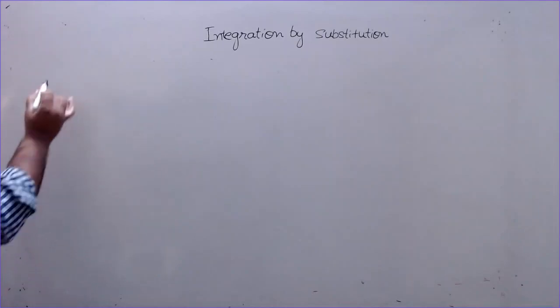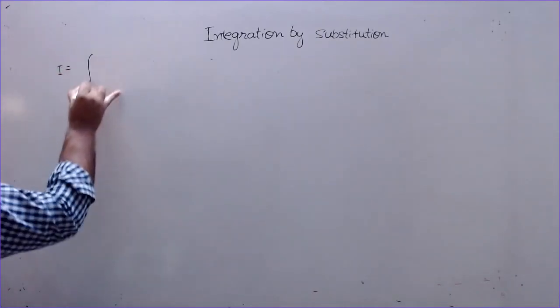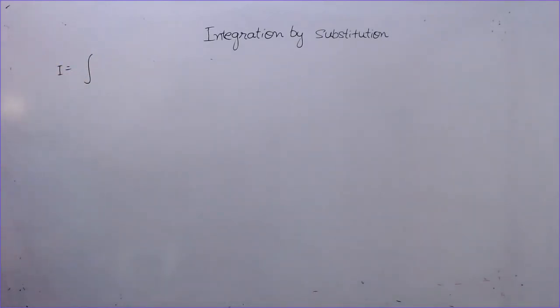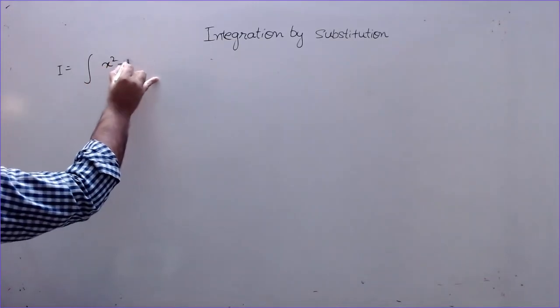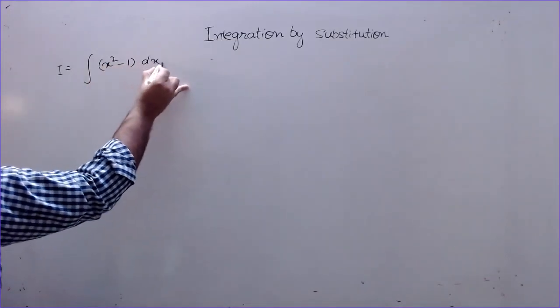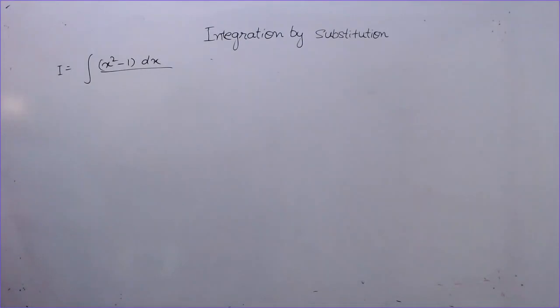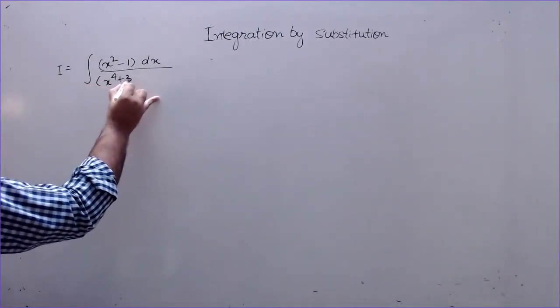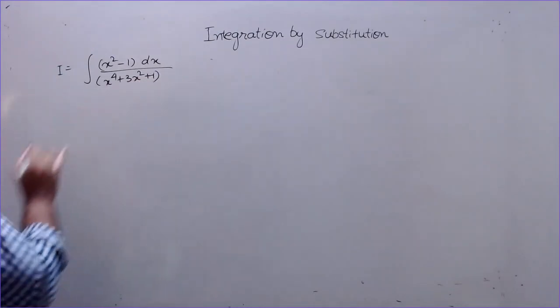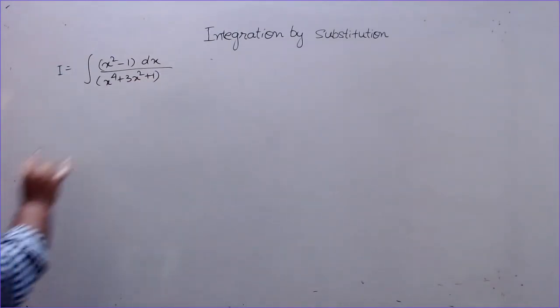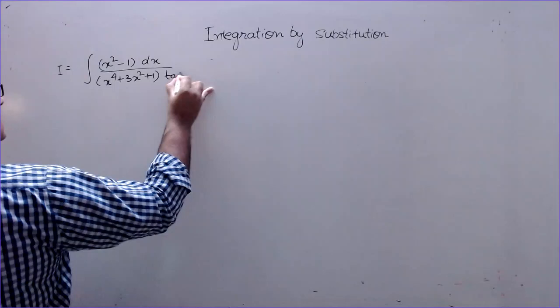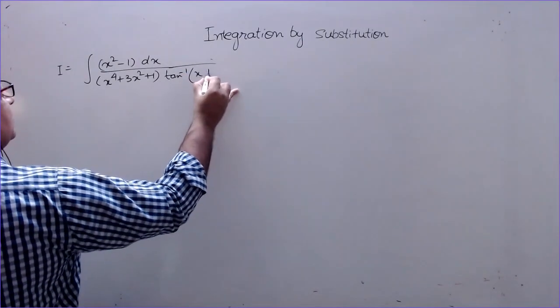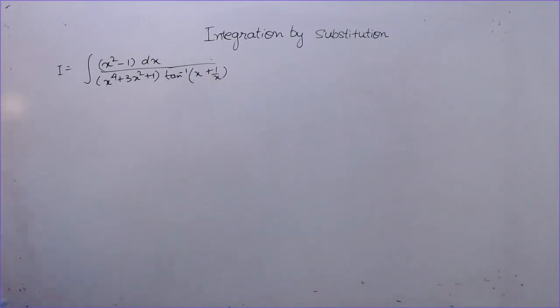The next question is the integral of x square minus 1 dx over x4 plus 3x square plus 1, times tan inverse of x plus 1 by x. So we have to solve this question.